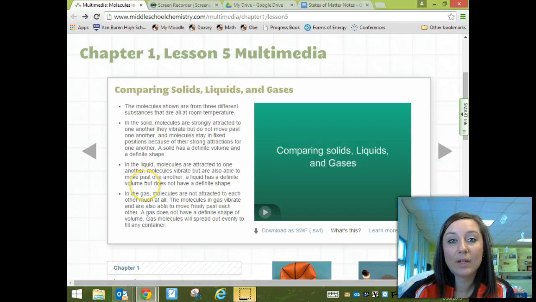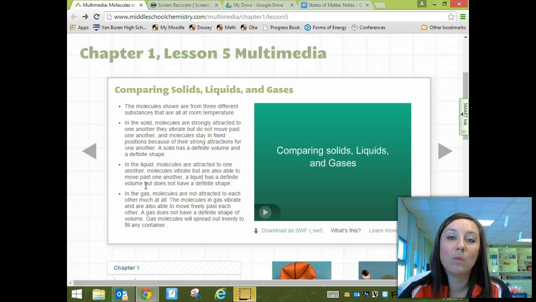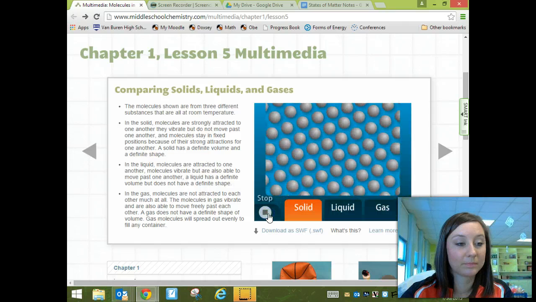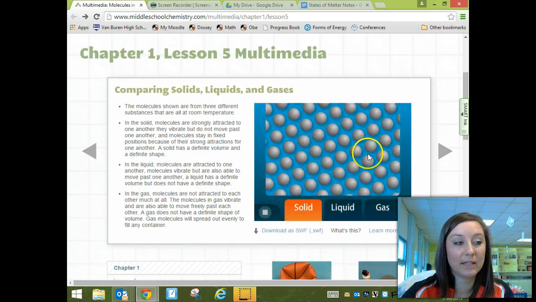The only other thing that I definitely want to talk about too is now kind of comparing solids, liquids, and gases. One of your I CAN statements is being able to compare and contrast the three. So just here kind of reviewing, the molecules shown are from three different substances that are all at room temperature. In the solid, molecules are strongly attracted to one another. They vibrate but do not move past one another. And molecules stay in fixed positions because of their strong attractions for one another. A solid has a definite volume and a definite shape. So there's what we have going on with a solid.